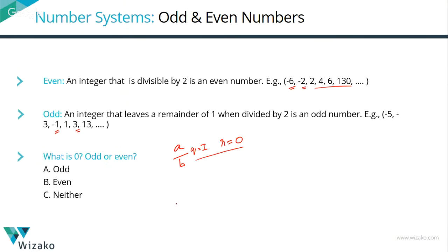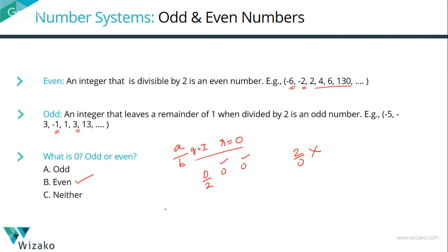Let's apply this test on 0. 0 divided by 2. What is 0 divisible by 2? It is 2 by 0 that is not defined. So if you're getting a little confused about it, 2 by 0 is not defined. 0 by 2, the quotient is 0. Is it an integer? Certainly yes. What is the remainder? The remainder is also 0. So does it satisfy this condition? It satisfies it. So 0 is even. If some of you thought it is neither, that is incorrect.